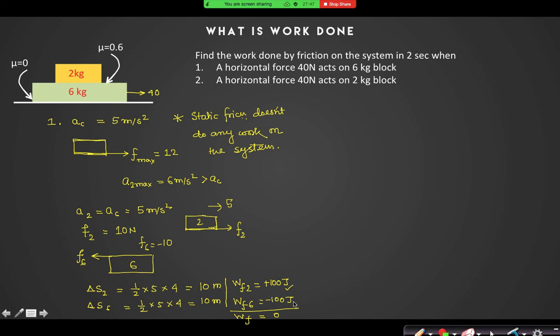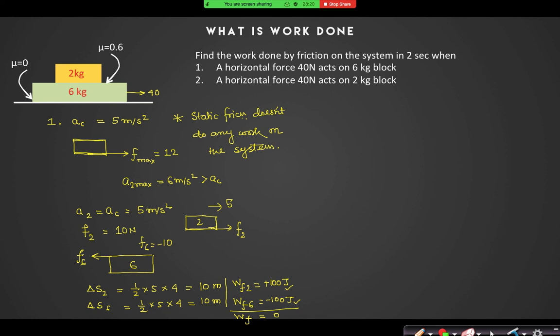Here also the static friction is doing work on the 6 kg block, but the net work done on the system is always 0. When you are walking, when you are moving on a floor, the friction that acts on your shoe is what type of friction? Static or kinetic? Static. And will that friction do any work? No, sir, because the point of application of that friction force is not displacing.